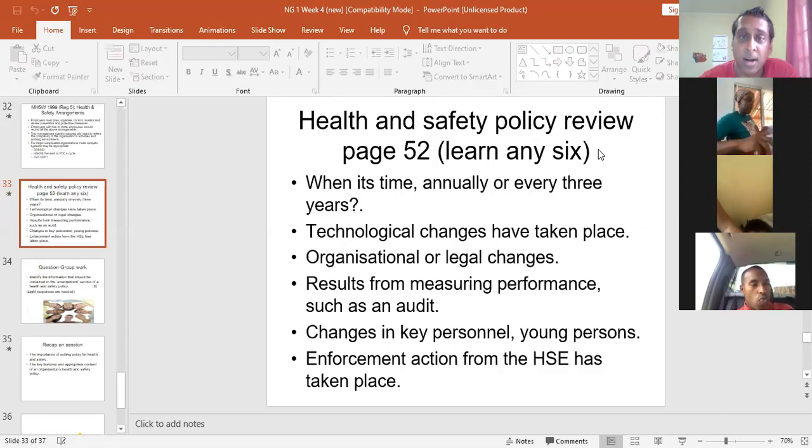Or you could literally make it up if you think of it that well, and you could come up with your own procedure. For example, procedures are coming to work on time and there was a change in the time at which you come to work, that's a reason for reviewing, right?